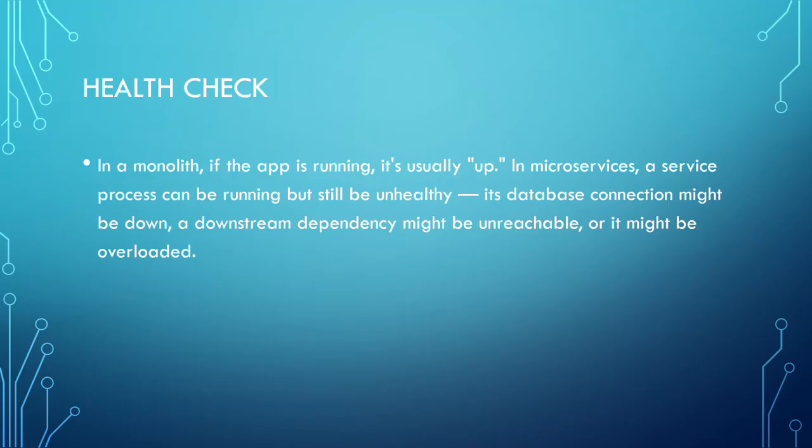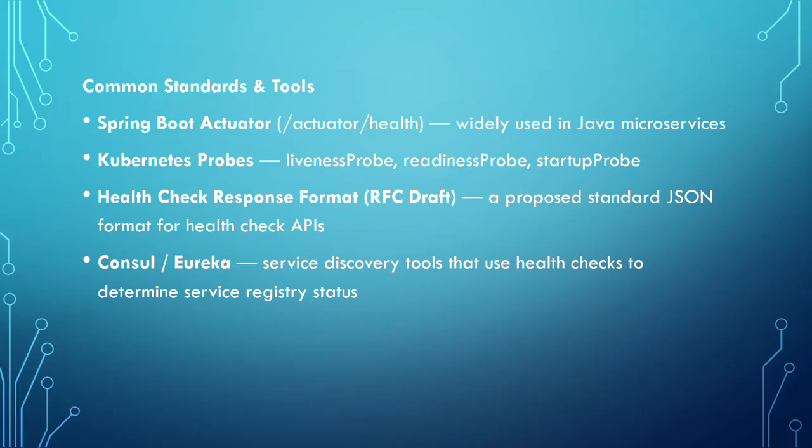And the last one is the health check. In a monolith, if the application is running and everything is up, that is plain and simple. But in microservices, a service might depend on a third party. Suppose we have 20 to 25 microservices, and database connection pooling might be an issue, or a service is down or unreachable. There could be many issues. So these are some common standard tools to handle the health check.